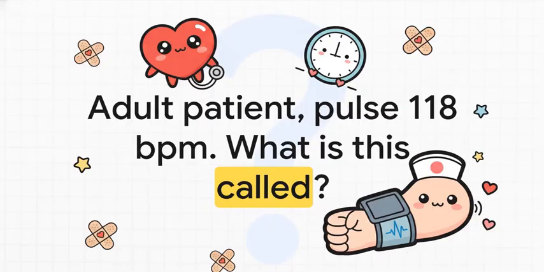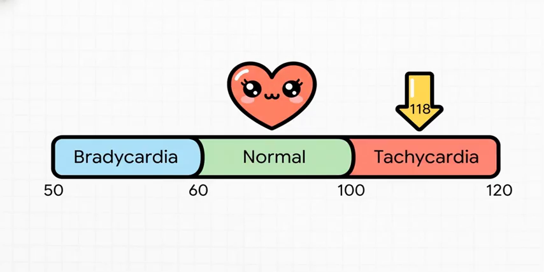Okay, first question. A nurse assesses an adult patient and finds a radial pulse of 118 beats per minute. It's regular and strong. What's the most accurate way to document this? Is it A, bradycardia, B, pulse deficit, C, tachycardia, or D, normal sinus rhythm? And the answer is C, tachycardia. Why? Because the normal adult pulse rate is between 60 and 100. A rate of 118 is over 100, so by definition, it's tachycardia.